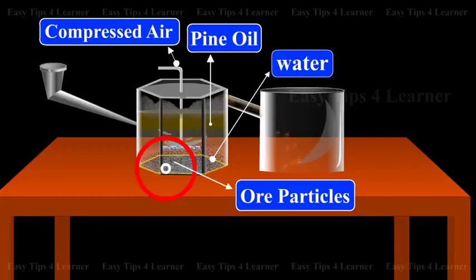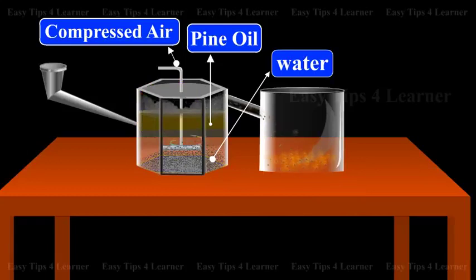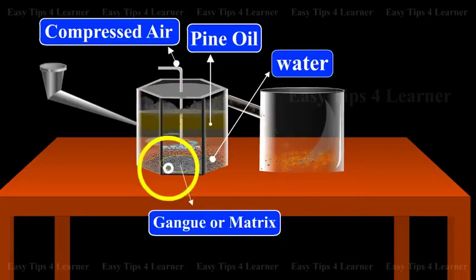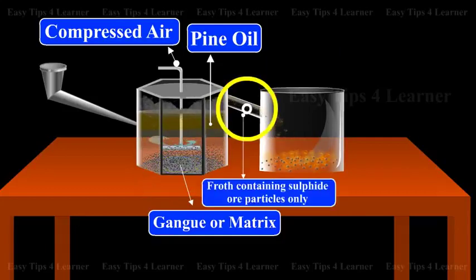The ore particles stick to the froth, which rises to the surface, while the rocky and earthy impurities, that is the gangue or matrix, are left in water. The froth is skimmed or collected and allowed to subside to get the concentrated ore.